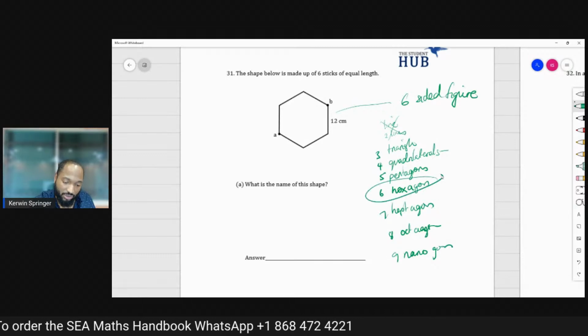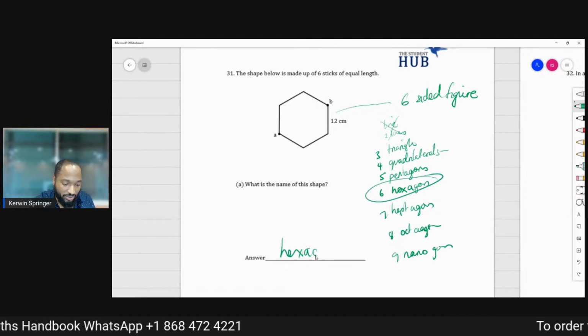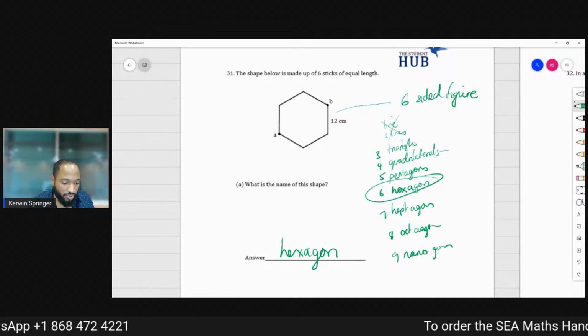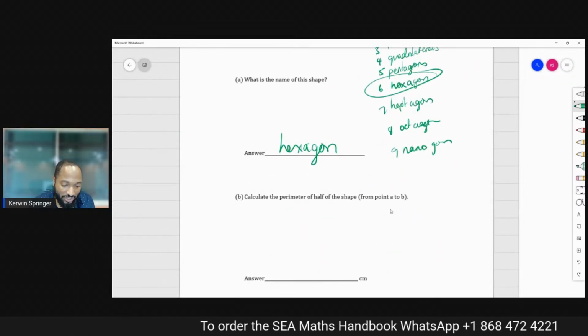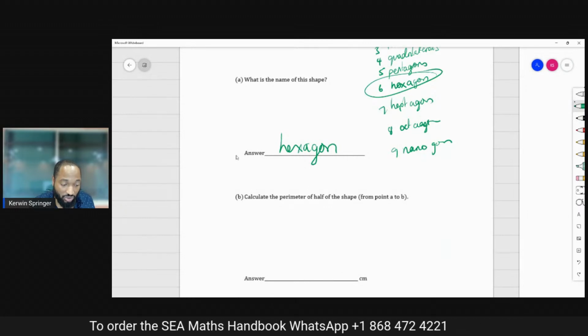So we really want this one. This is a hexagon. What do you think? This is a hexagon. And what is the perimeter now? To calculate the perimeter of half the shape from point A to B.